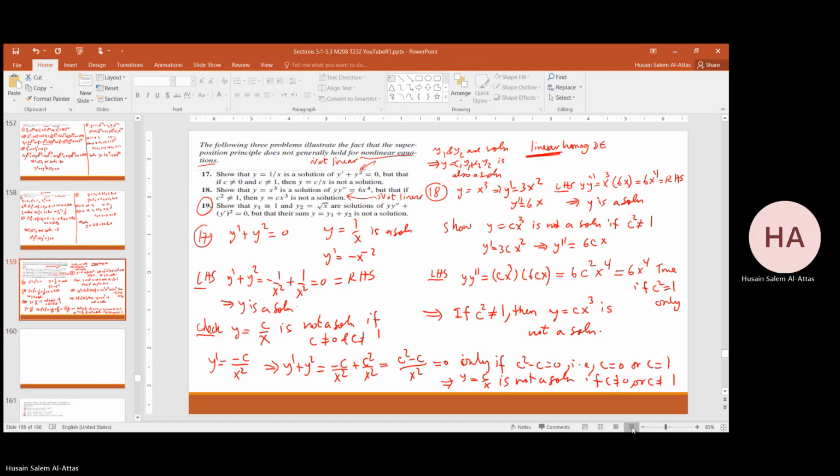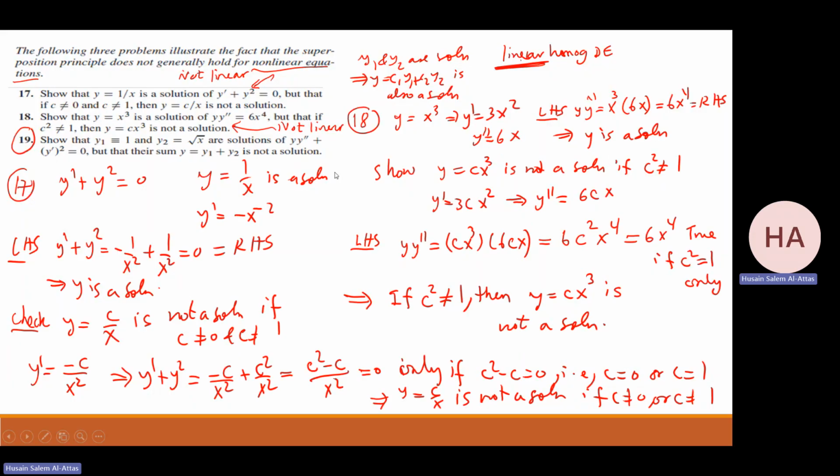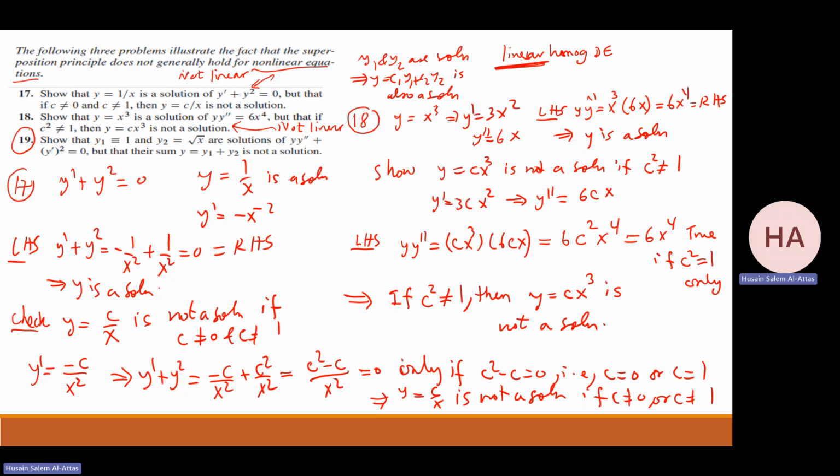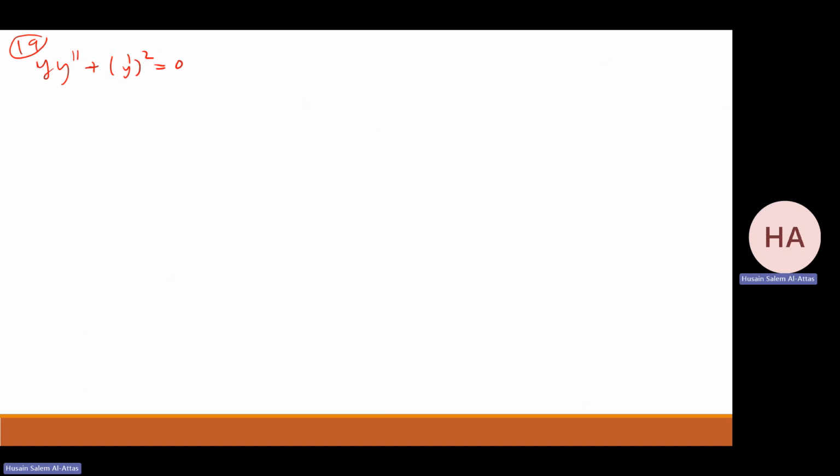Okay. The last one, by the way, is the one in the suggested problems: y equals 1, y equals square root of x. Problem 19, the equation is y double prime plus y prime squared equals 0. Show that y1 equals 1 and y2 are solutions. This is what I want to prove.